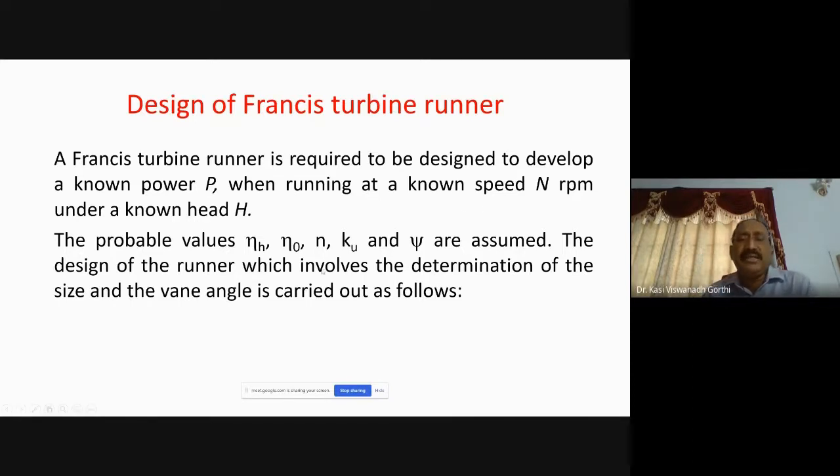Eta H, eta naught, N, Ku and psi are required to be assumed. The ranges also are given appropriately. If it is not given, you may be taking the average of the given ranges.